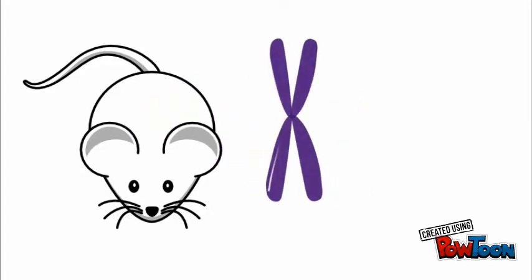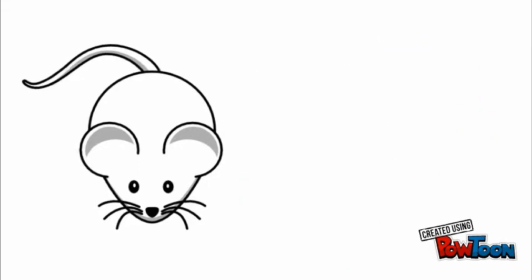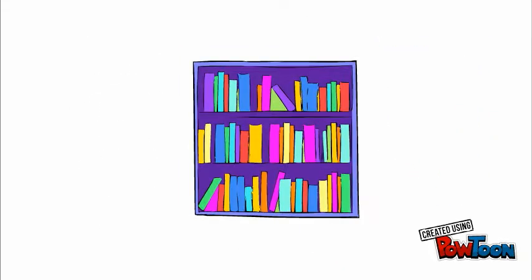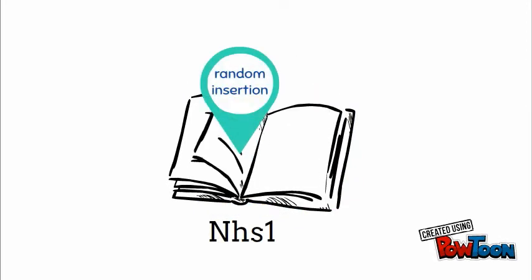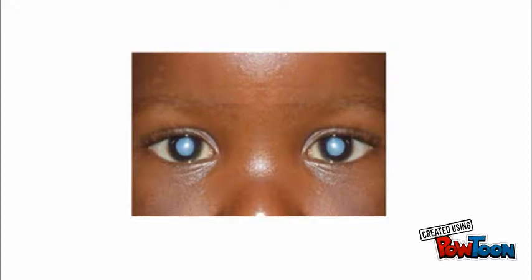Sometimes genomicists use animals to demonstrate mutational effect. With Nance Horan, scientists know to look on the X chromosome for a gene similar to NHS. Mice have an area called XCAP. Scientists create a library containing all the sequences in this area, and one gene within it can have a random insertion. A technique called PCR makes copies of this mutation, and like humans with mutated NHS, these mice get cataracts.